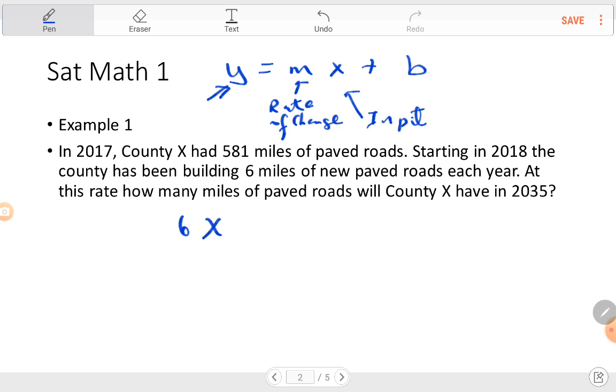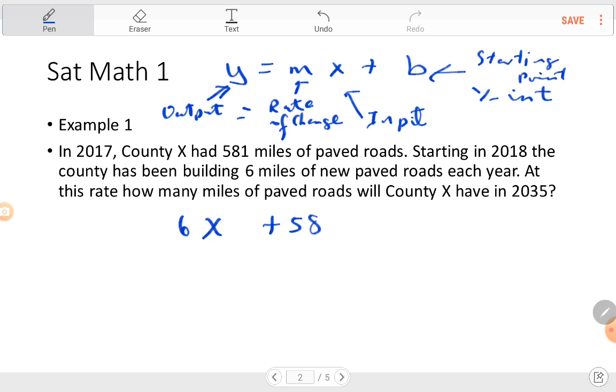y is our total, our output, the total number of miles afterwards. And b is our starting point, or y-intercept, and in this case it is 581 miles. So this generates our linear equation, y equals 6x plus 581.